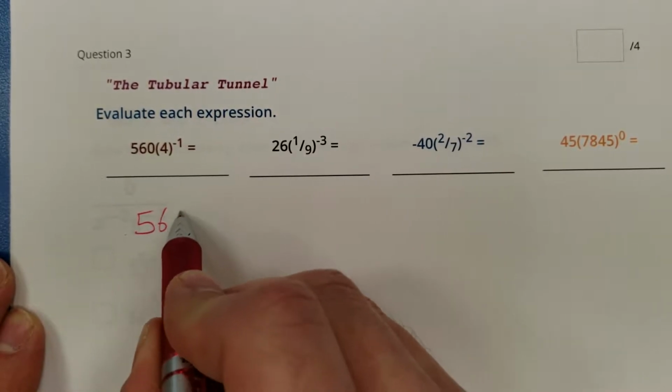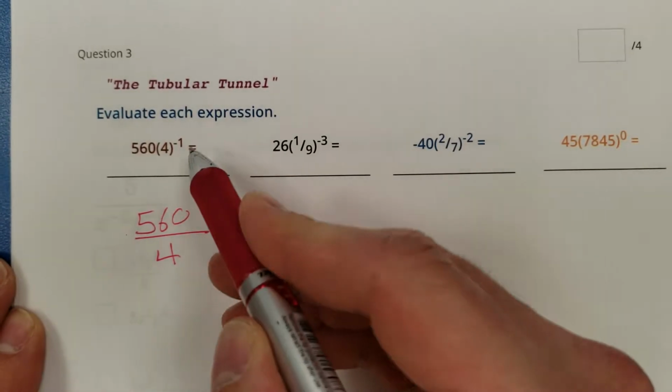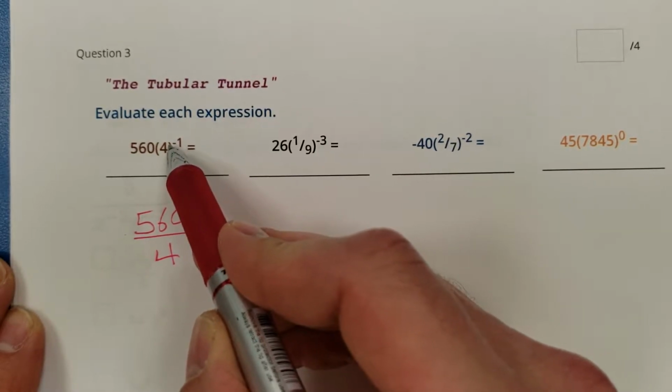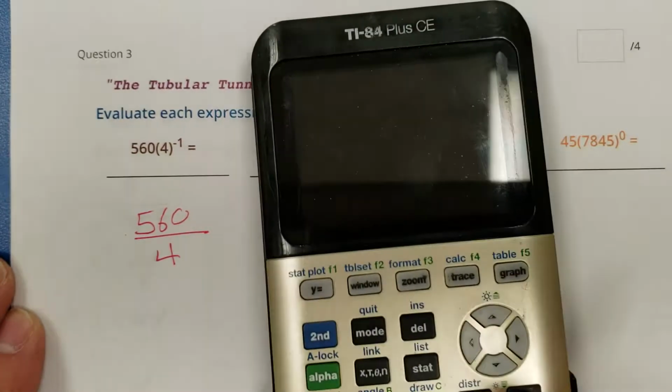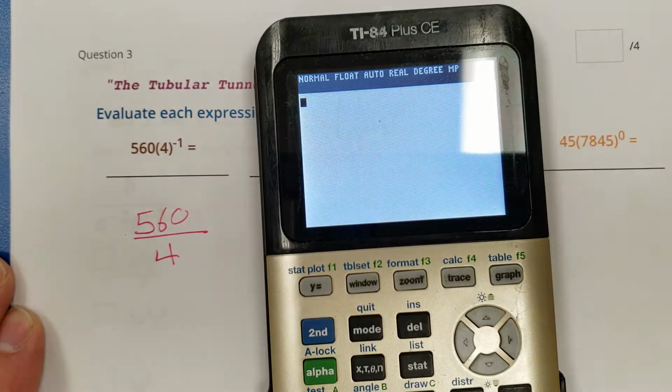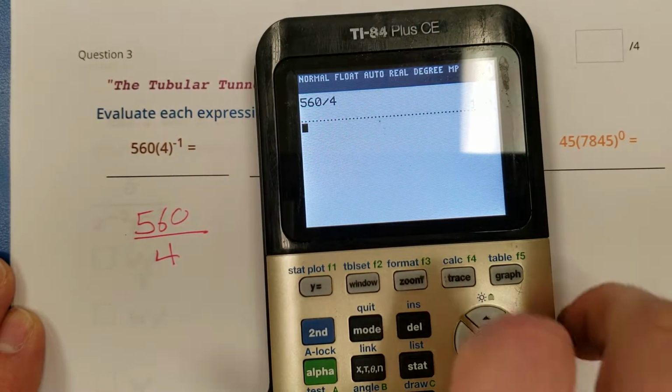The -1 is going to stick to the 4, so this -1 makes this 4 go like this. So you go 560 over 4. Remember, this -1 says, I'm not happy above the fraction bar. Move me down below. So let's see what that is here really quick. 560 divided by 4 is 140.